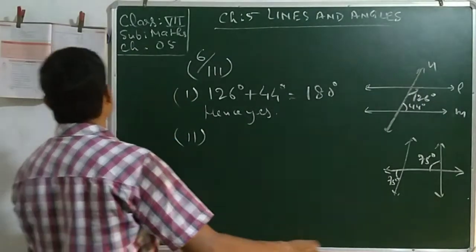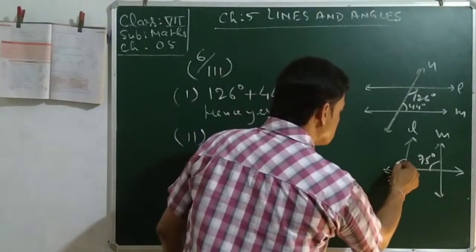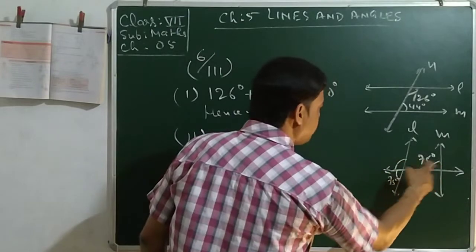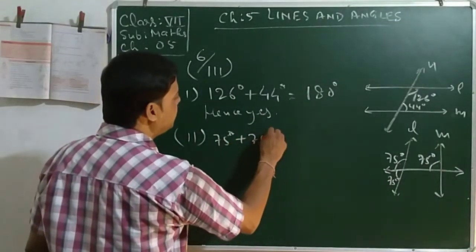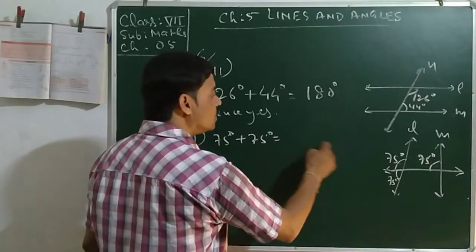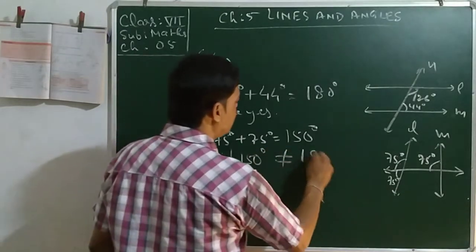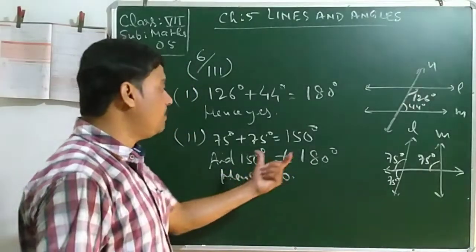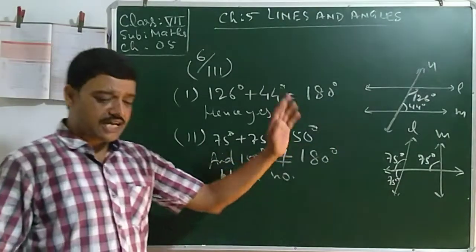If I assume that these lines L and M are parallel to each other, then what will happen? See, this angle should also be 75 degrees. If we consider this to be parallel, then this would be 75 degrees, and we see that 75 degrees plus 75 degrees equals 150 degrees, and 150 degrees is not equal to 180 degrees. Hence no. If the sum of these two angles were 180 degrees, then we could have told that these lines are parallel.